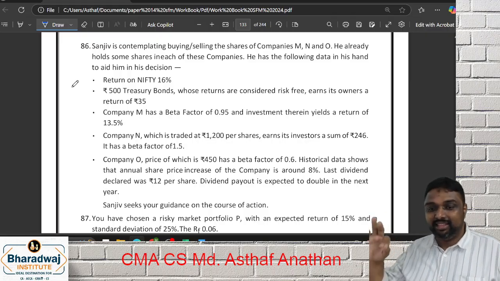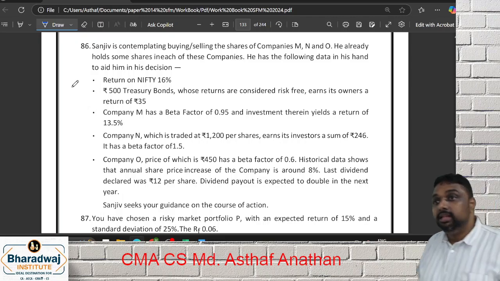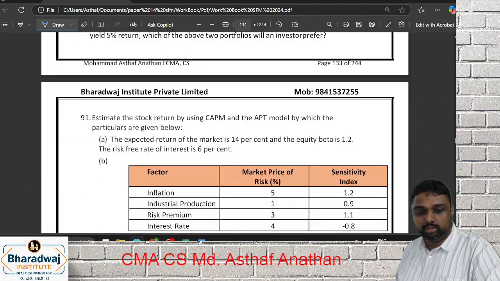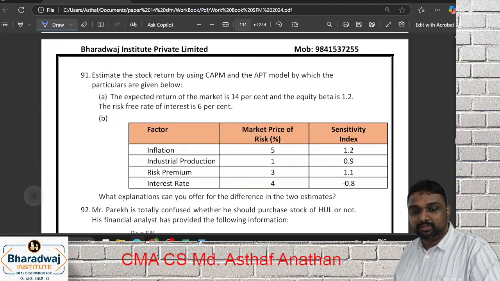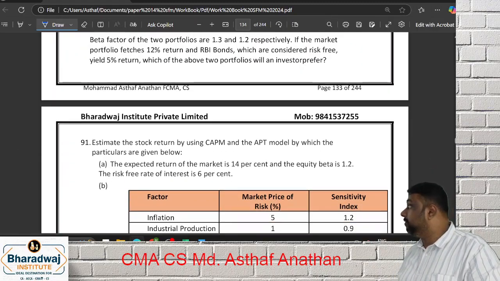These are all three cases, M and O. In each case you have to do actual return minus CAPM, then you have to give undervalued or overvalued. So these are all the same point. This comes from question number, if I'm not wrong, question number 91 onwards.